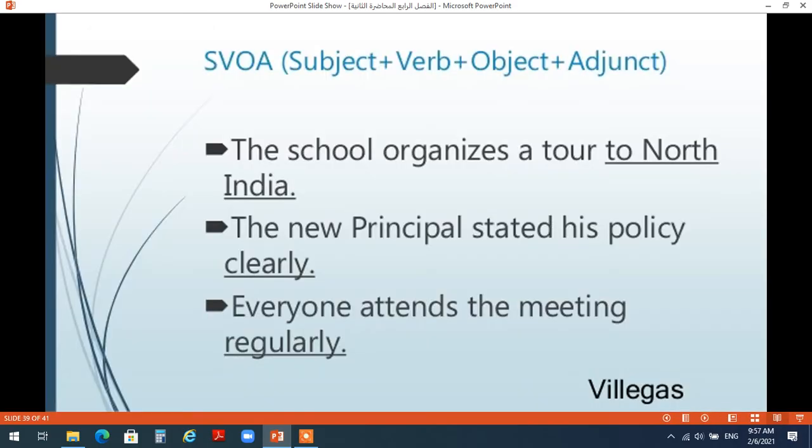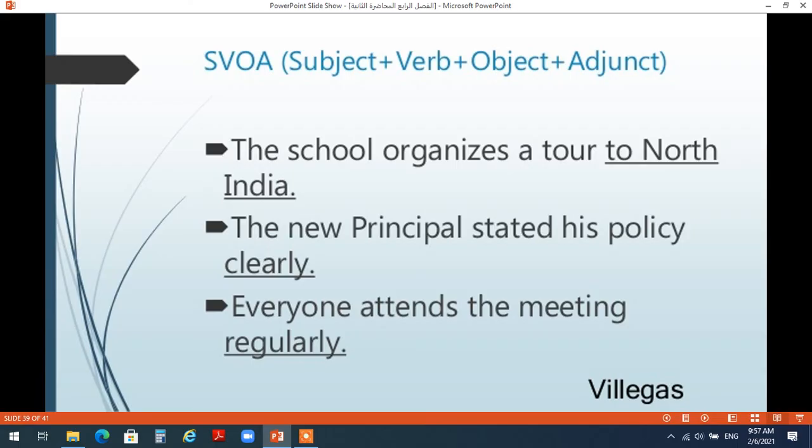The other pattern is made up of a subject and a verb and a direct object and an adverbial. The school organizes a tour to North India. إذن a tour راح يكون هو direct object. To North India, this is the adverbial. The new principal stated his policy clearly.